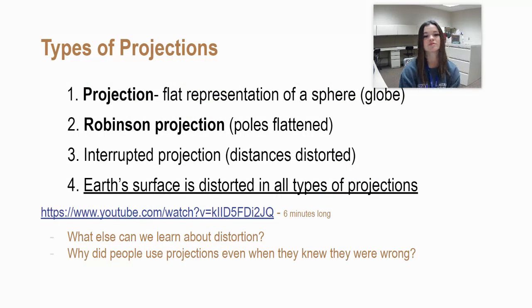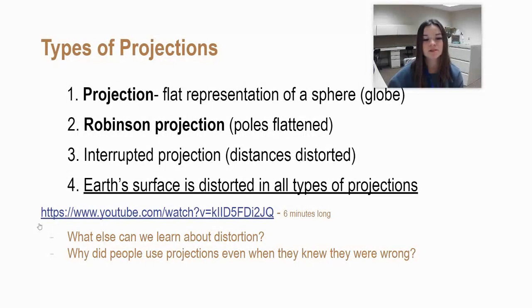Projections. So, types of projections. A projection is a flat representation of a sphere. The Robinson projection is probably the most common, well-known projection, and that's where the poles are flat. We'll take a look at what that looks like. Then there's the interrupted projection, where distances are all distorted. But no matter what, Earth's surface is distorted in all types of projections because we're a sphere. There's no way to perfectly lay it out to look like a map.